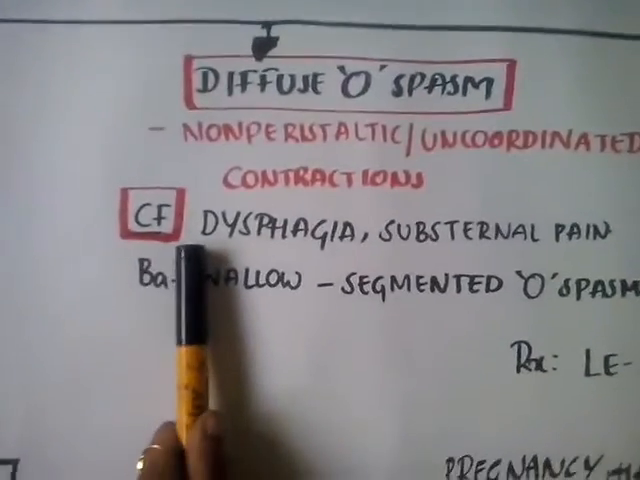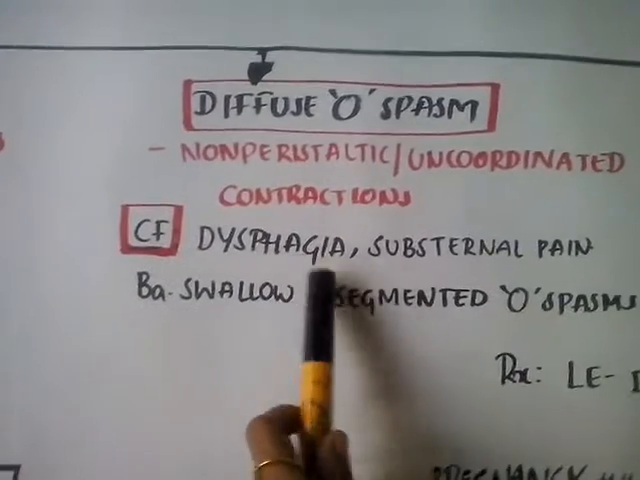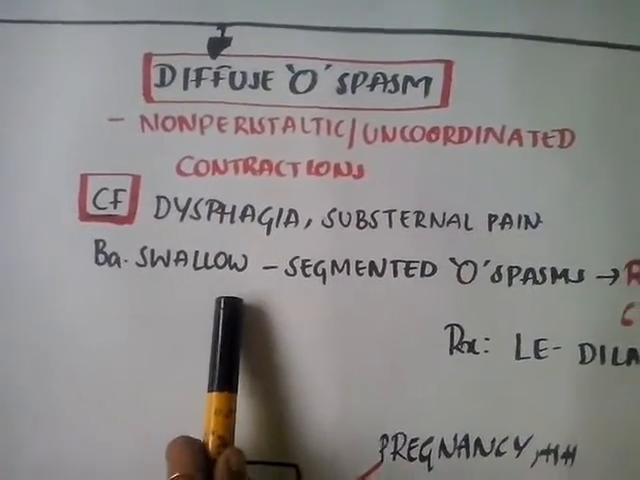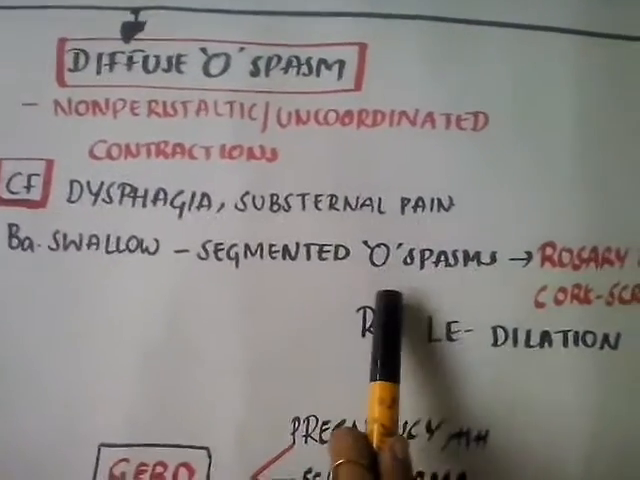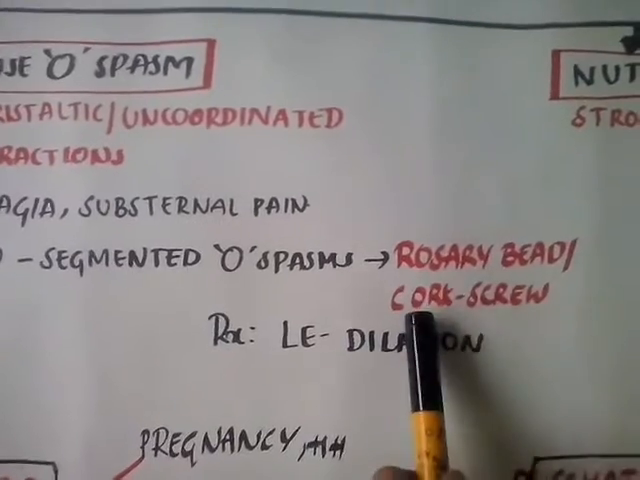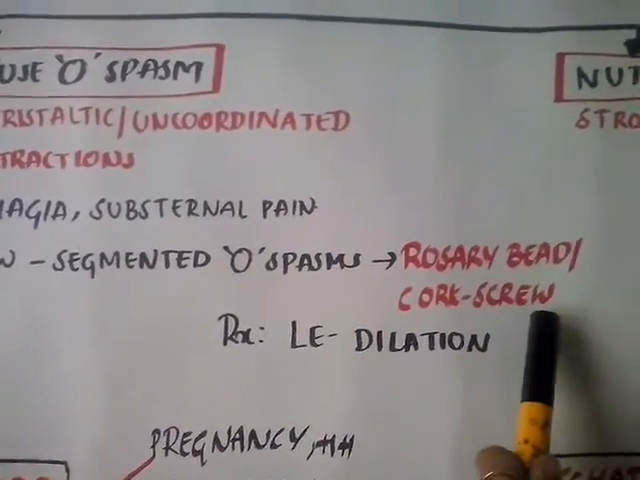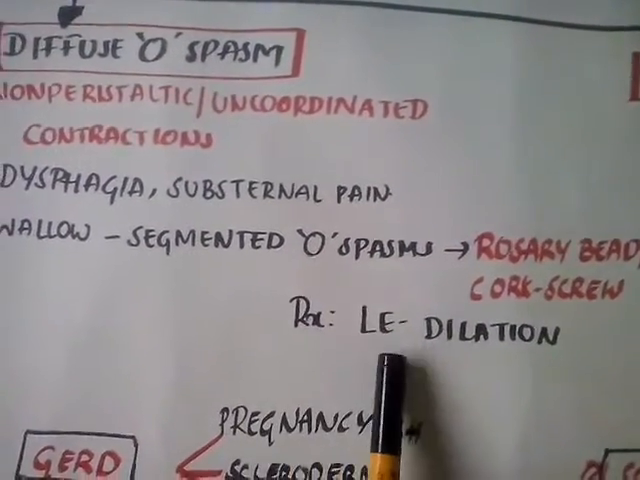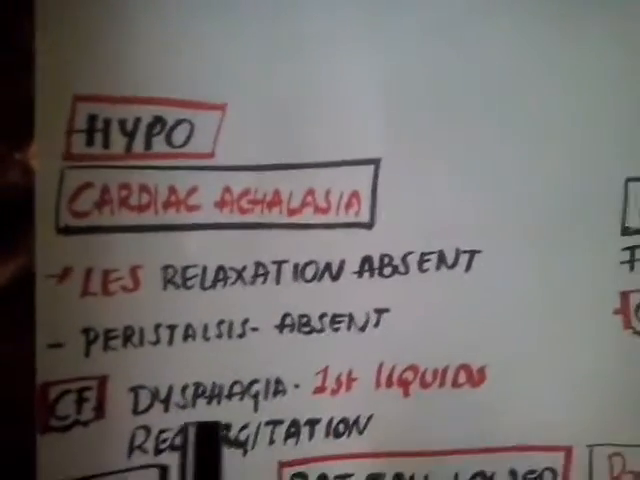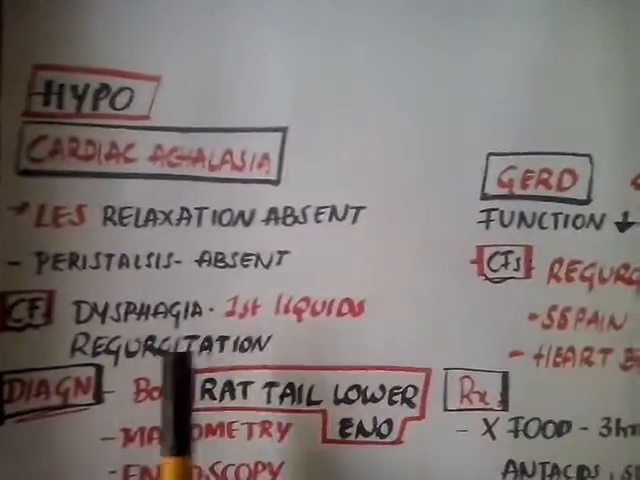Clinical features are dysphagia, odynophagia, substernal pain. On doing barium swallow, there are segmented esophageal spasms which look like a rosary bead or corkscrew appearance. Treatment by lower esophagus dilation. Coming to hypomotility disorders: cardiac achalasia and gastroesophageal reflux disease.